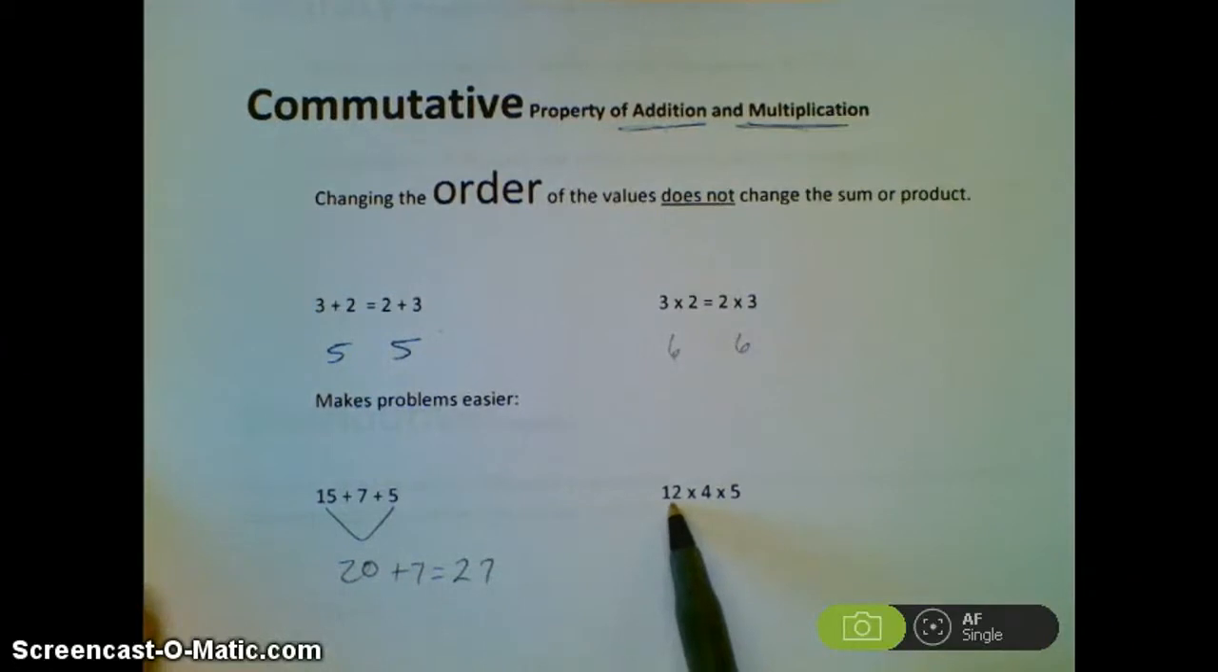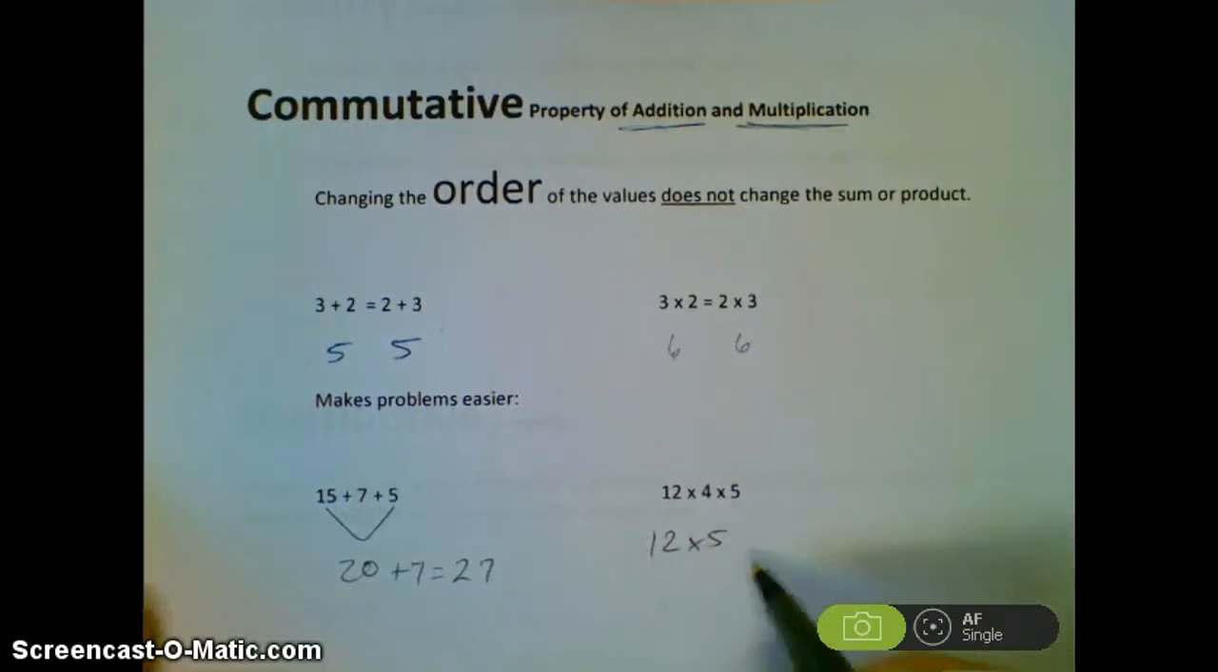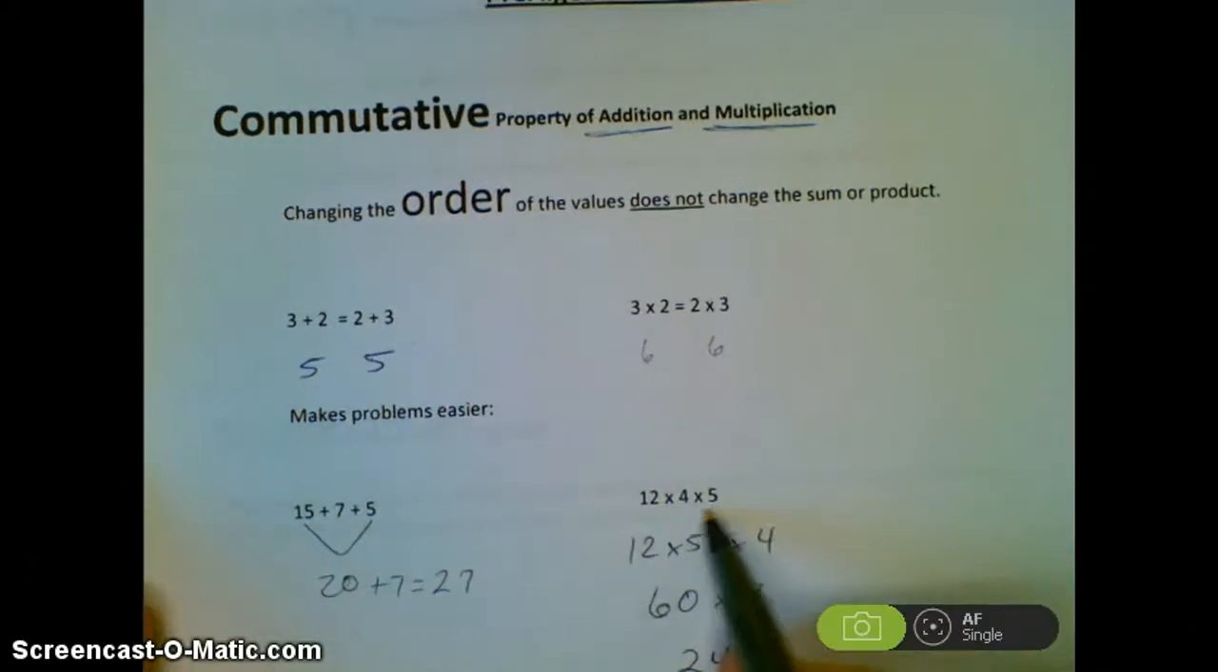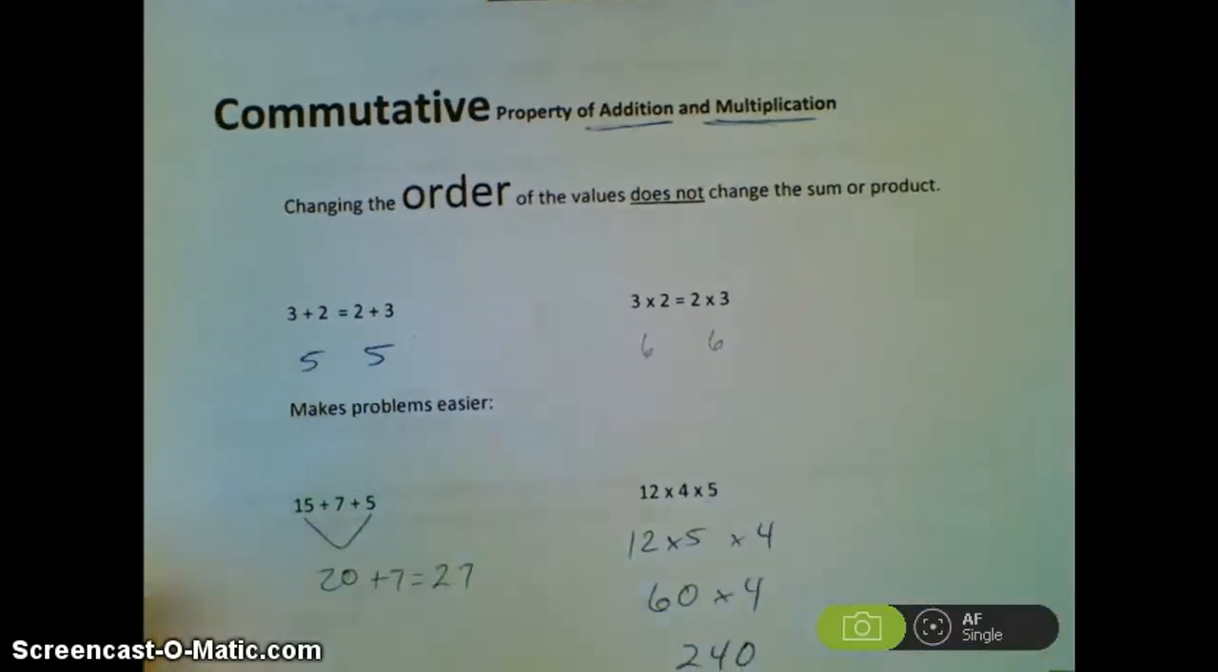Same with this problem here. 12 times 4 times 5. For me, it's easier to multiply 12 times 5 first, so it would look like 12 times 5 times 4. 12 times 5 is 60. If I multiply that by 4, I can do that in my head. That's 240. So the way that you group these, the order that you do these doesn't really matter.